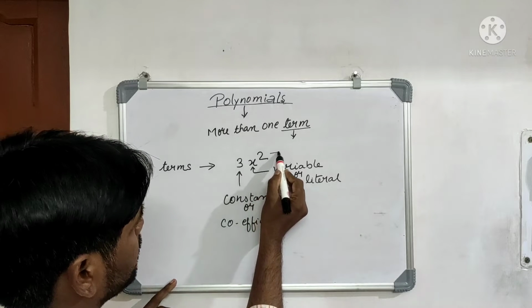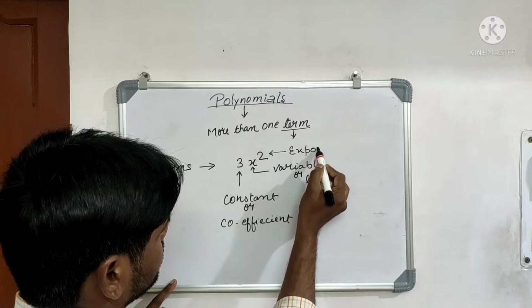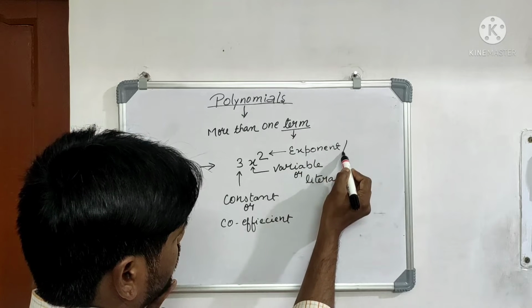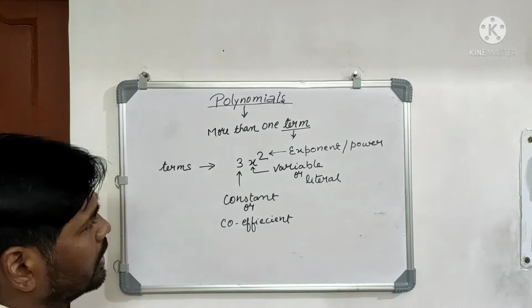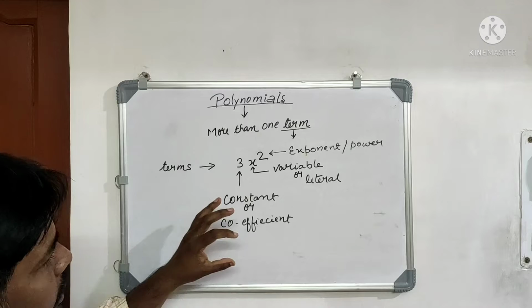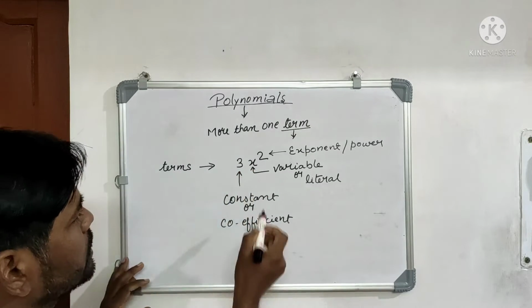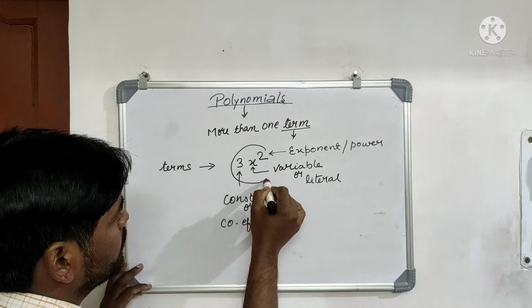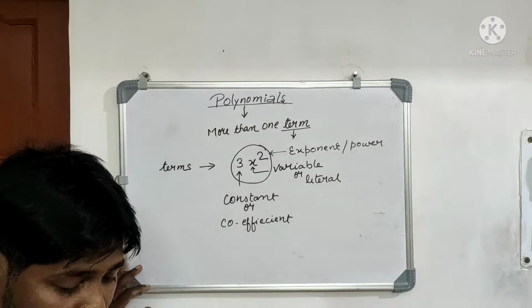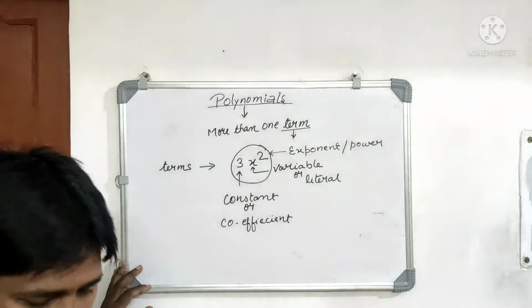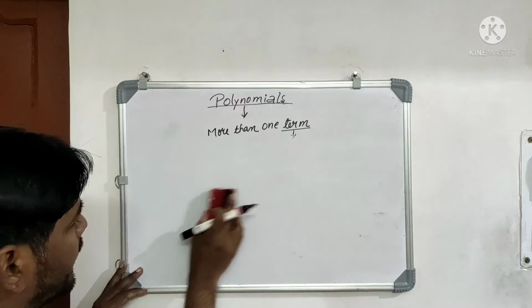Now moving on to the third part. This third part is known as the exponent, or the power of the variable. So these are the three important parts of a term that help in the formation of a term. Let us see how polynomials are divided. The polynomials are divided on the basis of two different broad categories.